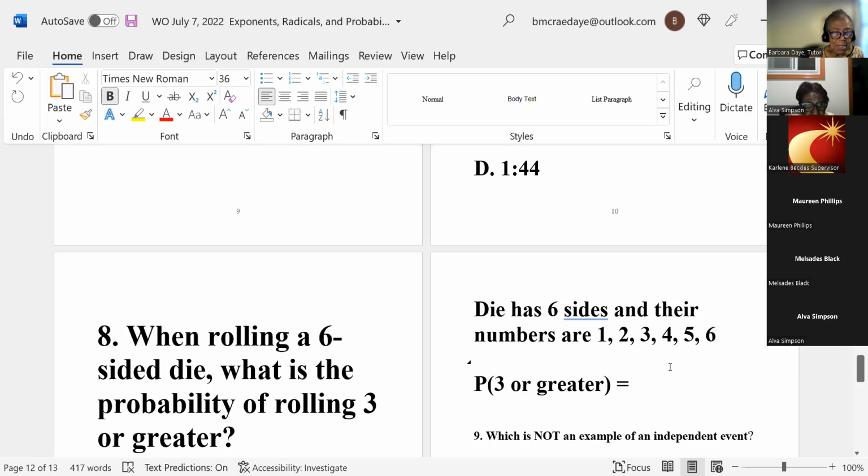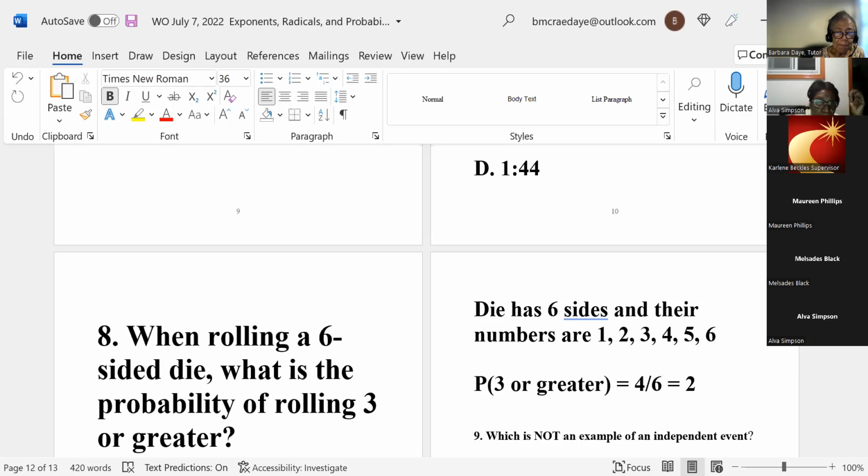So the probability that 3 or greater would be what? 4 possible. And the total, how many total sides are there for the die? I gave it to you right here. How many sides? 6. And what would that be simplified, Alva? 4 divided by 6 simplified would be what?